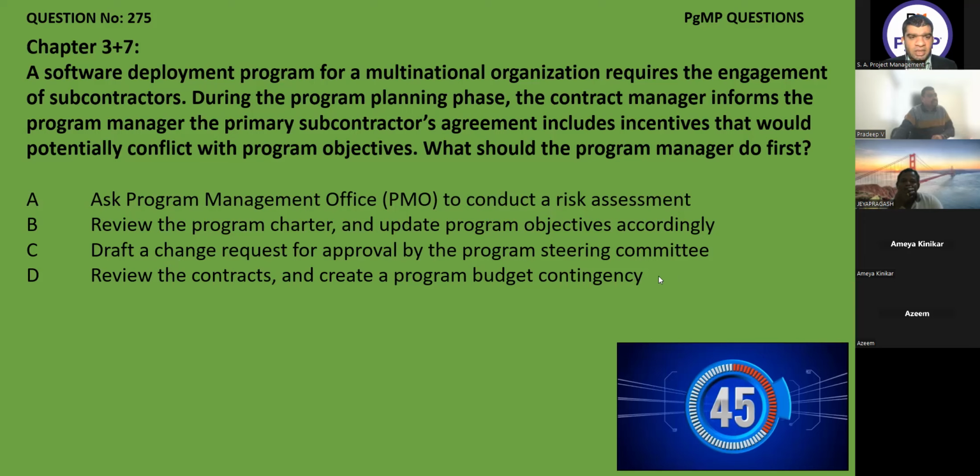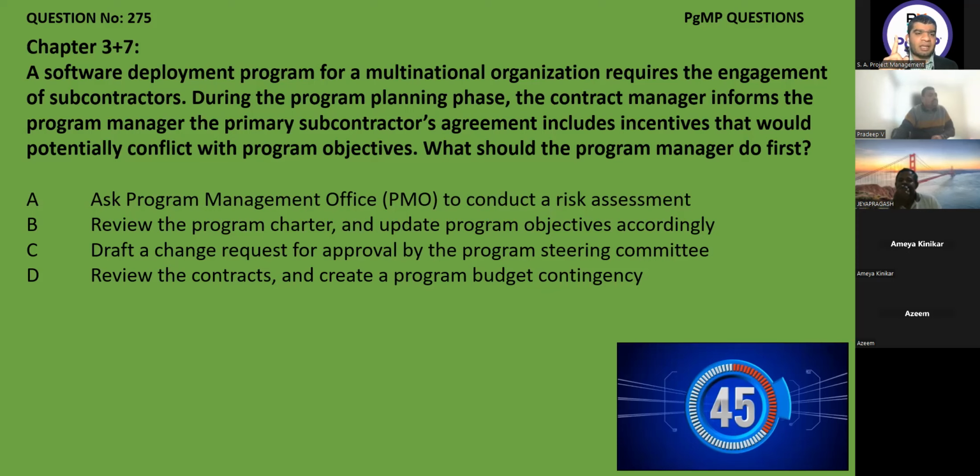Okay. D, review the contracts and create the program budget contingency. Pradeep, why D? Oh, I thought this was about missed incentives, and that's why he needs to review the contract. No, no, he will review the contract, agree. But how can he make a budget contingency? This is making a risk response management plan. You never analyzed the risk. Okay, this is a risk that is identified.